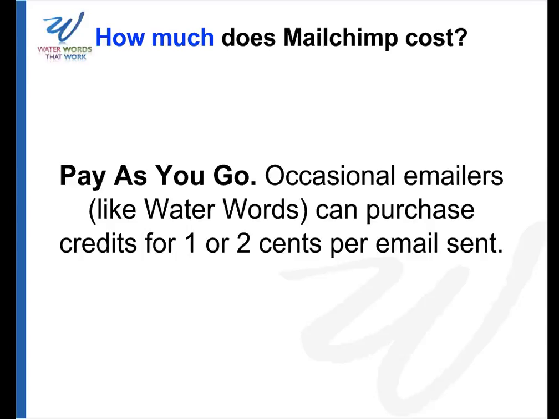Your second option with Mailchimp is to pay as you go, and that's a good choice for occasional emailers. You can purchase credits for 1 or 2 cents per email sent. When you send the email, it draws down the account. When you run out of money in your account, you add some more.